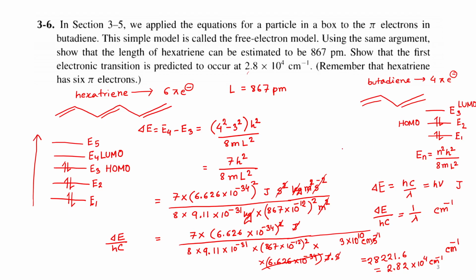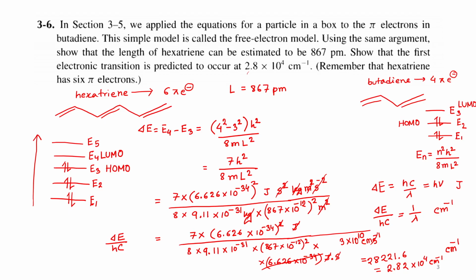So do you have any question till now regarding this numerical problem? Did you understand how we can solve this kind of problem where the conjugated system will be given, the number of pi electrons is given. Sometimes it may not be given, so you need to see how many pi bonds are there. See here, 3 pi bonds are there. Each pi bond consists of 2 electrons. That is why 6 pi electrons.